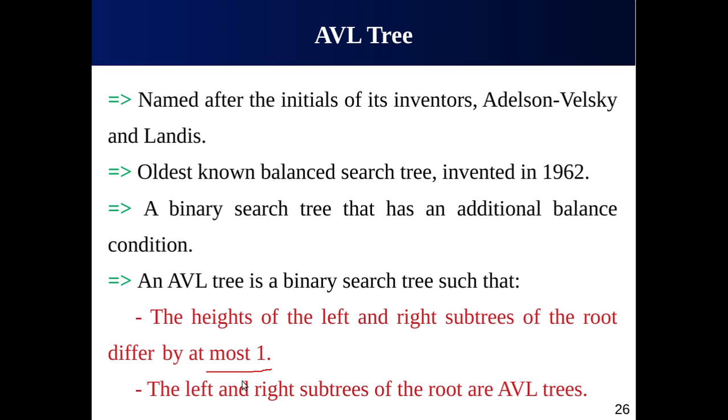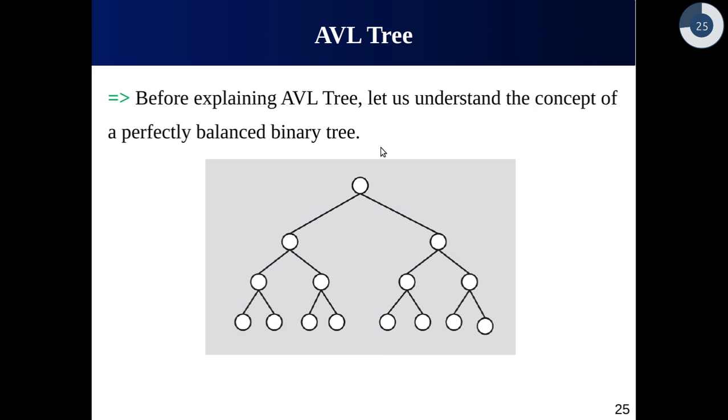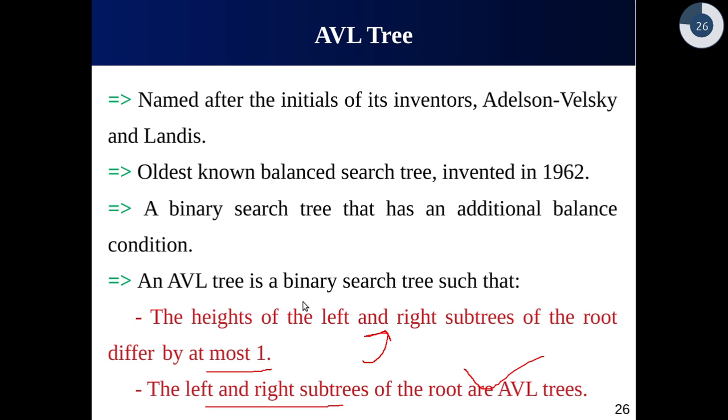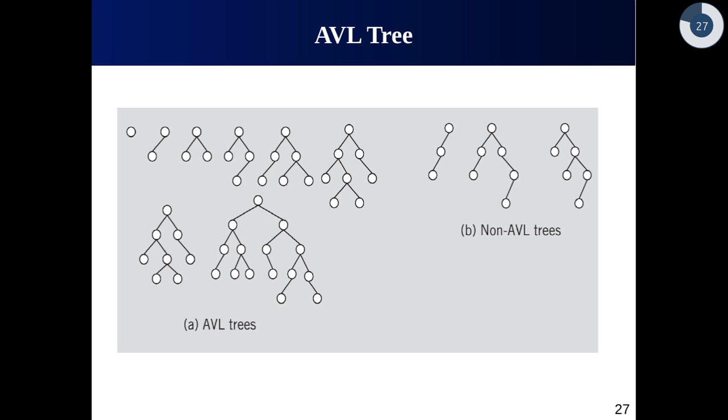Second property, the left and right subtrees again will satisfy the property of the AVL tree, meaning they are also AVL trees. Okay, the left and right subtrees are also AVL trees like this. If this is an AVL tree, then this must be an AVL tree, and this subtree is also an AVL tree. Let us see some examples of AVL trees.